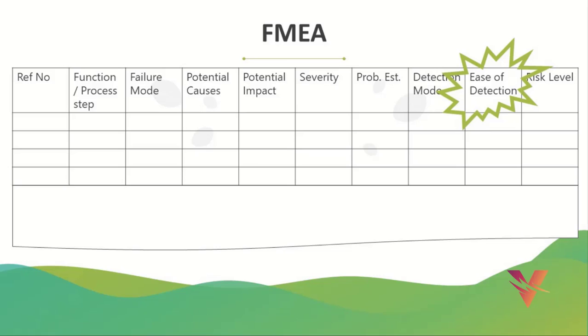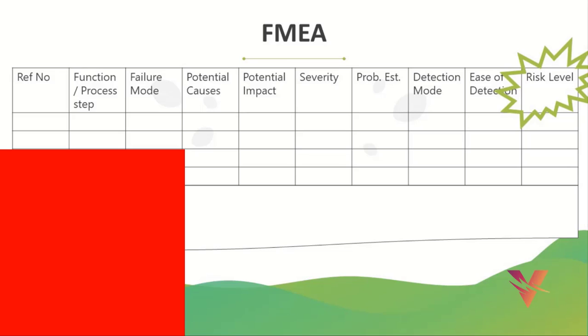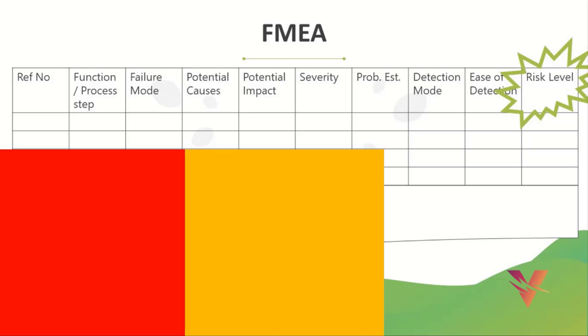And often we have a measure of how easy it is to detect. Combining the severity, the probability and the ease of detection, we get some form of a risk level. Often this is stated as the FMEA risk priority number. So risk priority number or RPN, clearly in project management we often represent this with a color coding, red, amber, green or a simple risk number.